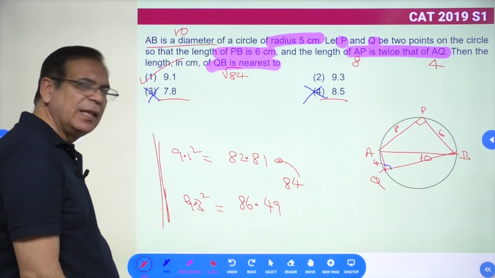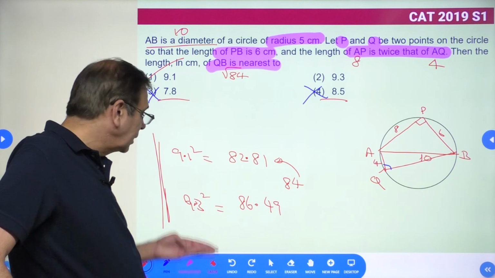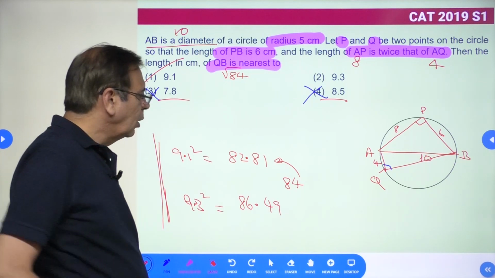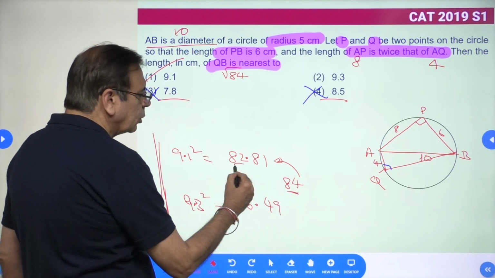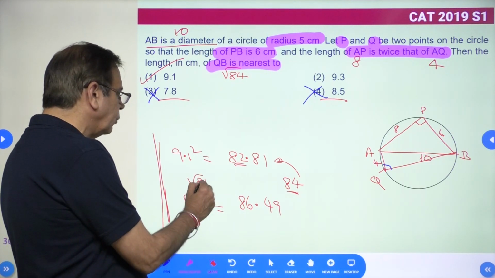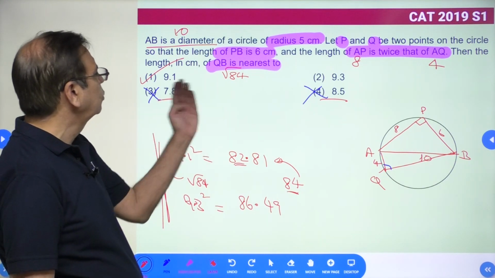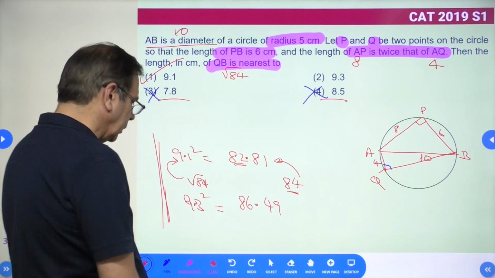All of you should have done Vedic maths and memorized or understood the way of calculating squares, and that is what I have used out here. Now all I am saying is 84 is closer to 82.81, hence under root of 84 should be closer to 9.1 as compared to 9.3, hence between the two choices I will go with 9.1.